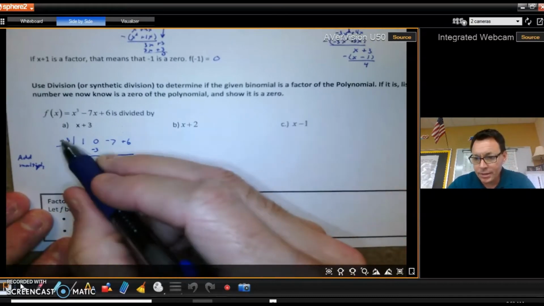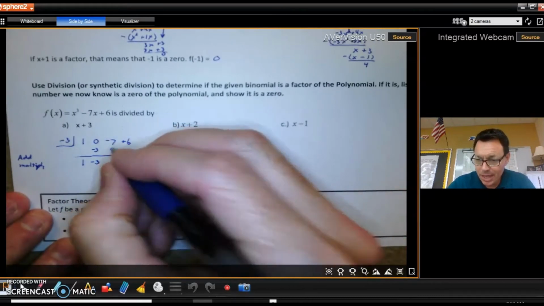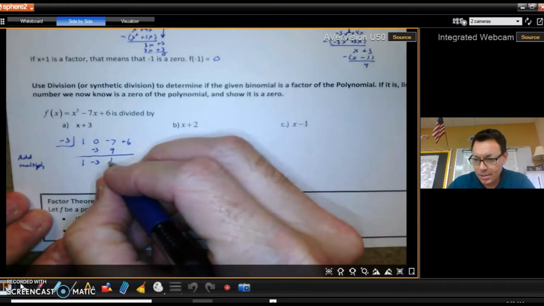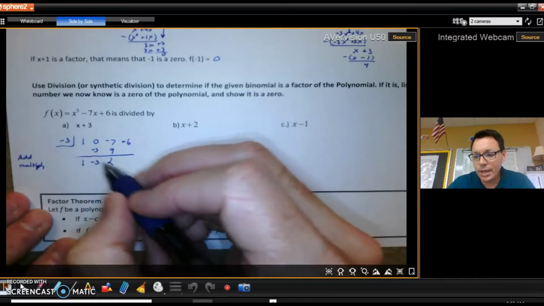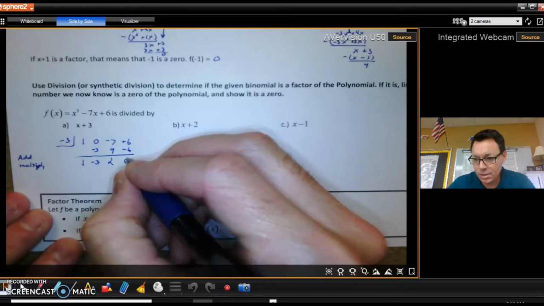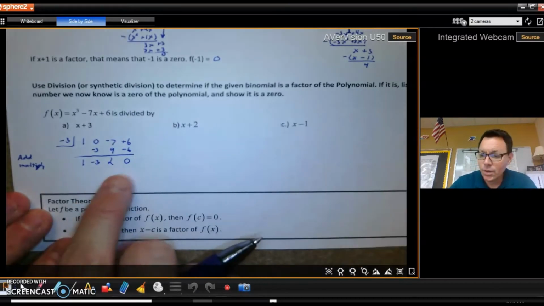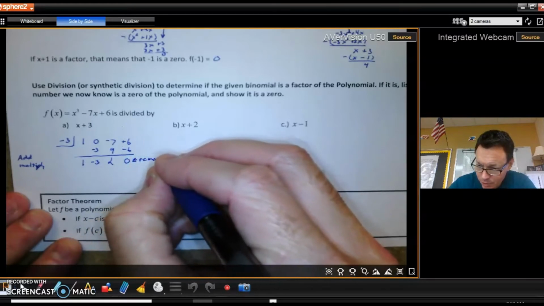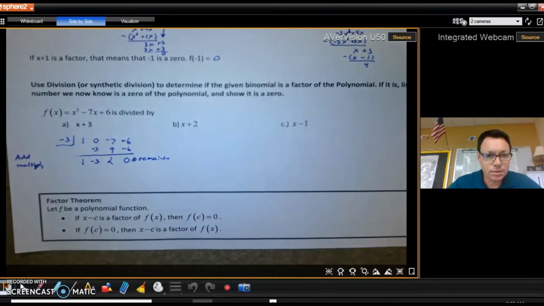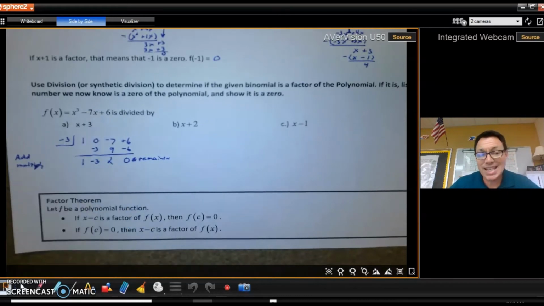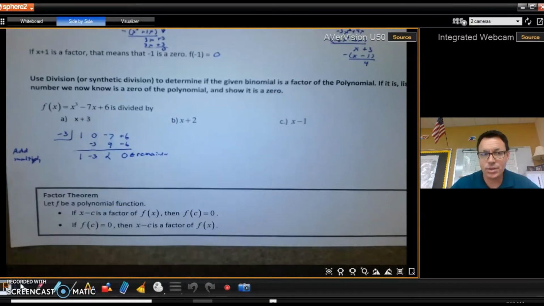And then we multiply. -3 times -3 is +9. And then we add. -7 and 9 would give us a +2. And then we multiply. -3 and 2 is -6. And 6 and -6 is 0. Okay, so that is our remainder. If that is a 0, then yes, this is a factor of this. If it is any other number in the world, then no, that is not a factor of this.